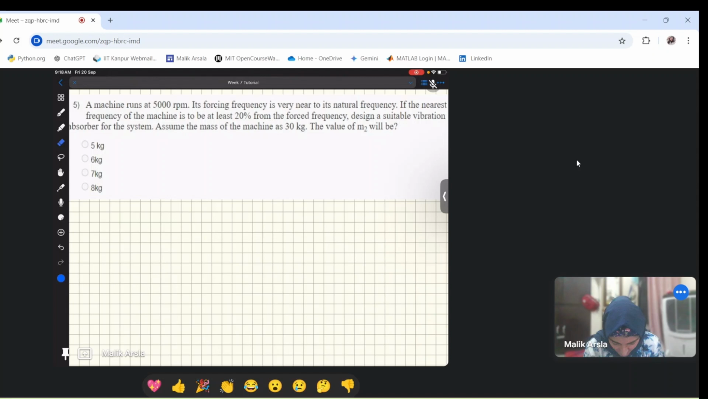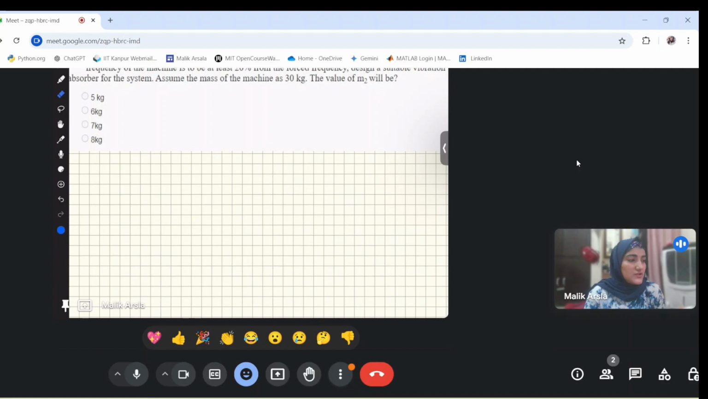Okay, so now we have this question: a machine runs at 5000 RPM, its forcing frequency is very near to its natural frequency, and the nearest frequency of the machine is to be at least 20% from the force frequency. We design a suitable absorber for the system. Assume the mass of the machine as 30 kg, the value of M2 will be.